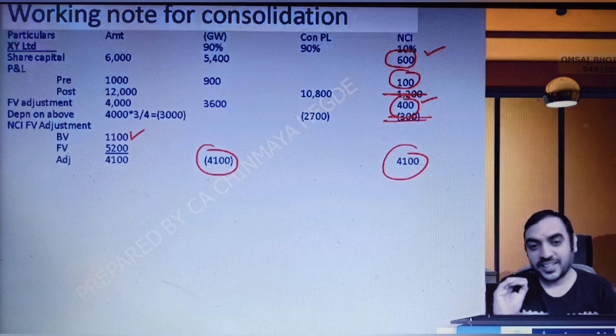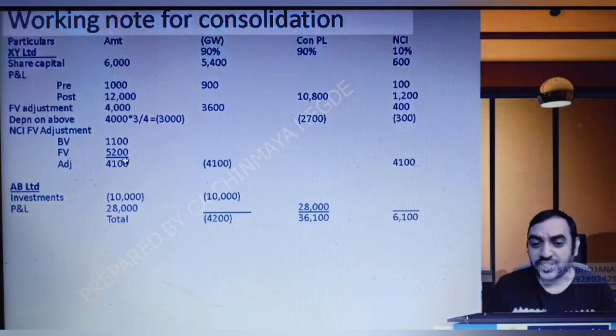Come to the holding company, their investments 10,000, their P&L account 28,000, and see if you're able to get these amounts. 4,200, 6,100, and 6,100.